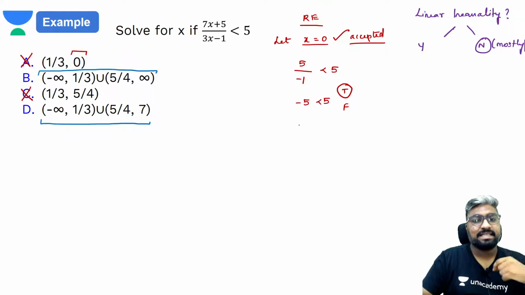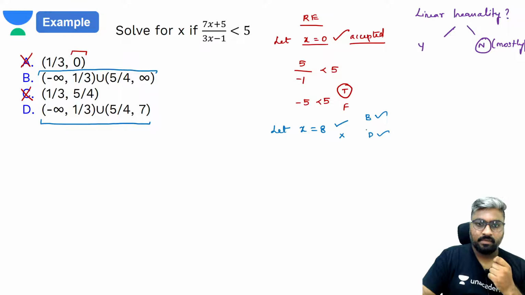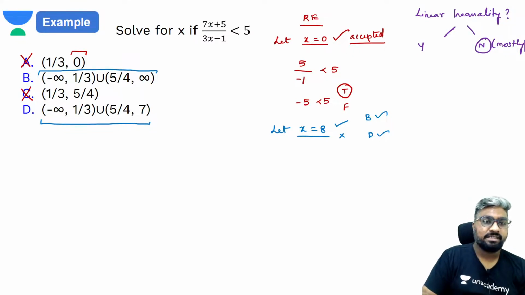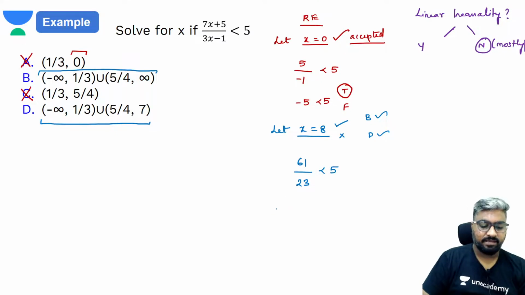Matlab agar 7 se zyada koi value, if we put in, let's say 8, yes, agar ye satisfy kiya toh option B will be correct, agar ye satisfy nahi kiya then option D will be correct. Are you understanding this? Yes, so let x equal to 8. What will happen? 7 into 8, 56. 56 plus 5 is 61, divided by 3 into 8 is 24. 24 minus 1 is 23. Is this less than 5, guys?